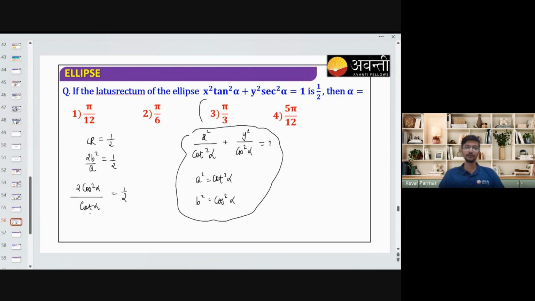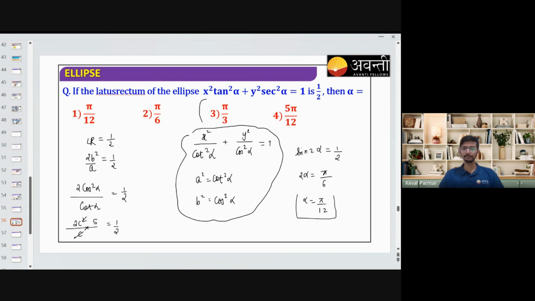So I can write cot alpha as cos alpha upon sin alpha. So 2 cos square upon cot, it will become reciprocal. So this cos and this cos will get cancelled and I'll get 2 sin alpha cos alpha. That means sin 2 alpha will be equal to half. So 2 alpha will be equal to pi by 6, since sin 30 gives pi by 6. So alpha will be equal to pi by 12.